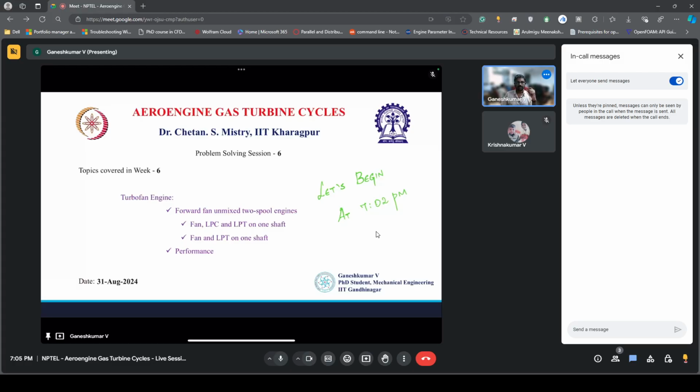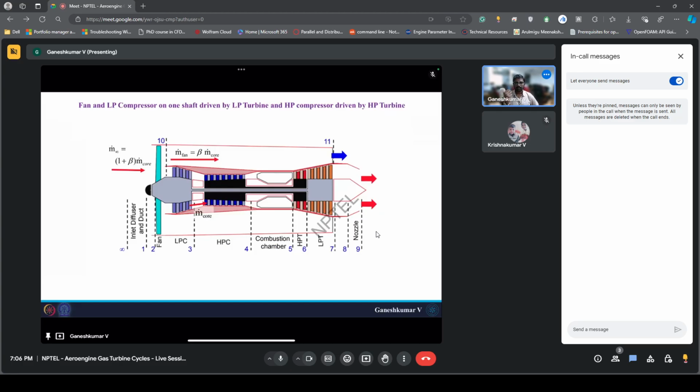The other configuration could be that the fan is run by the low pressure turbine, and the compressor is run by the high pressure turbine. Those are the two configurations that we especially saw this week. The first configuration looks something like this. The components driven by each spool determine the configuration, and we will see its effects on performance parameters and other station properties in our entire gas turbine cycle analysis.